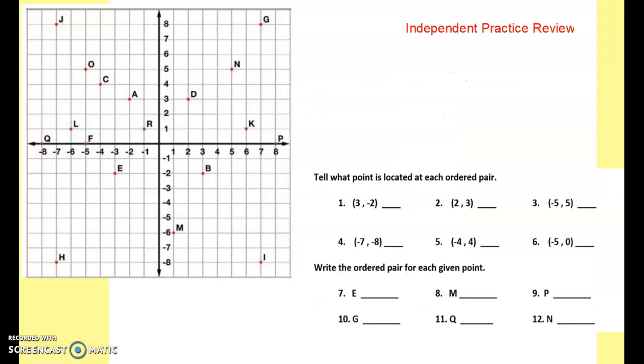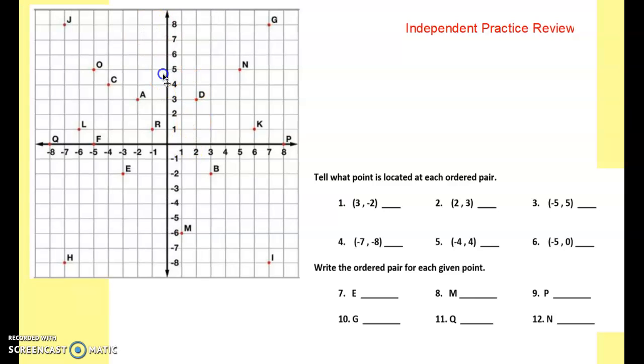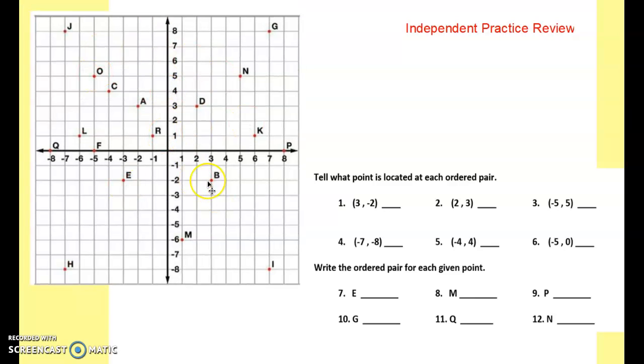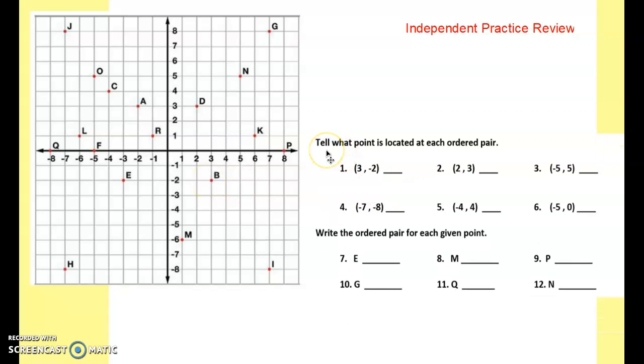Just to share with you what your assignment is for today. Here it is. So you're going to have a coordinate system here with a bunch of points plotted on it. You're going to have to do a couple different things. The first thing is going to ask you to tell what point, what letter is located at each ordered pair. So you're basically following these directions. 3, -2 means you'd go over 3 and down -2 and say, oh, okay, point B is located at that ordered pair. So we would put the letter B.